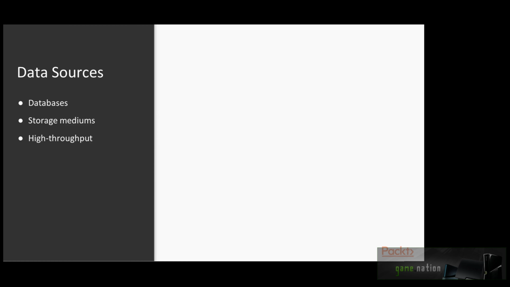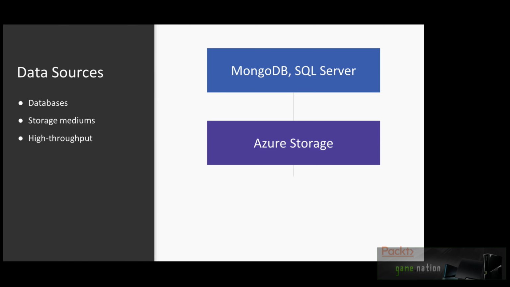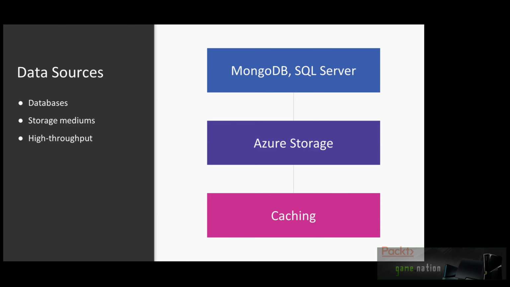When talking about Microsoft Azure, there are several database offerings provided by Microsoft or the open source or third-party vendors on the open cloud market. For example, MongoDB or SQL Server are provided as the relational and NoSQL databases. There are several storage mediums available such as the Azure Storage. There are high throughput services available as well, such as the caching solutions, most notably the Azure Redis cache instances that are available on the cloud as a PaaS offering.